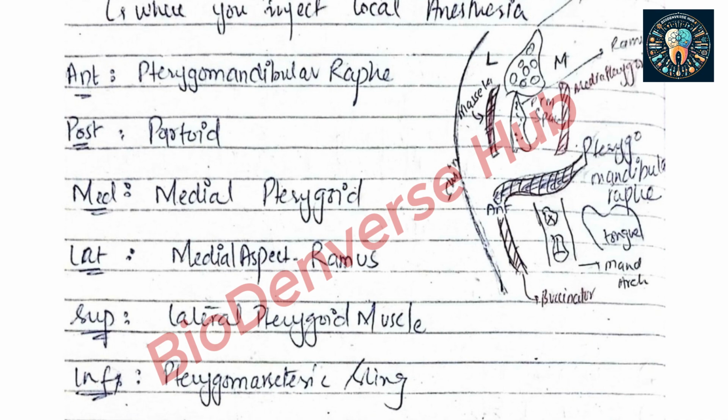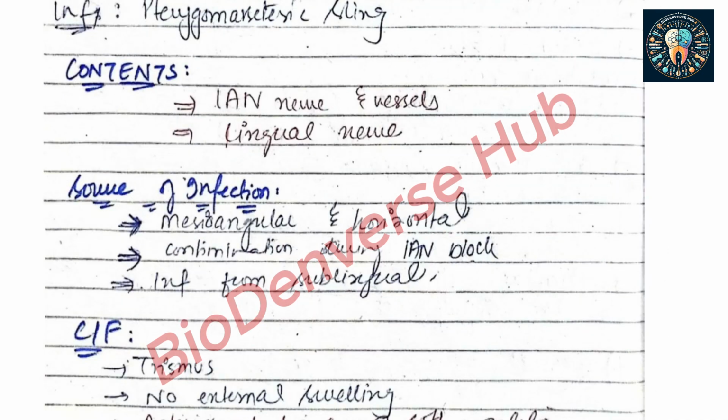Now, moving on towards the contents. What are the important structures present in the pterygomandibular space? It includes the inferior alveolar nerve and vessels and the lingual nerve. As far as the source of infection is concerned, any odontogenic infection arising in the third molar, that is mesioangular or horizontal in angulation, in advanced cases, will spread and involve the pterygomandibular space.